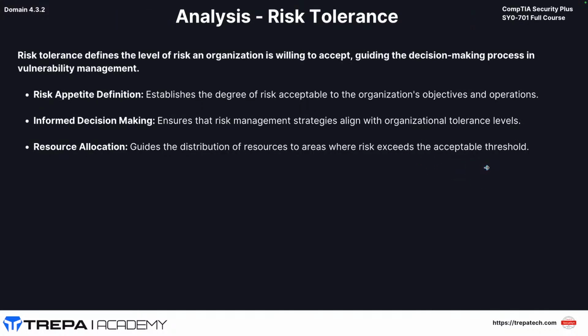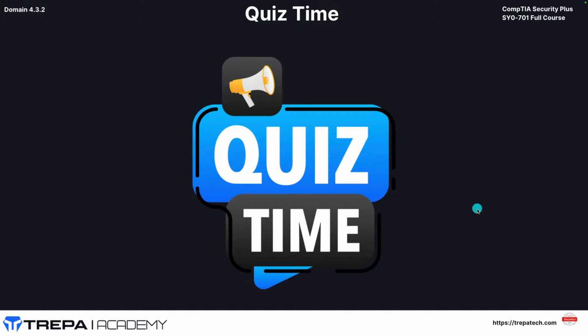Risk tolerance. So risk tolerance defines the level of risk an organization is willing to accept. This is also sometimes referred to as risk appetite, which establishes the degree of risk acceptable to an organization's objectives and operations. So your risk appetite or tolerance really does affect how much importance cybersecurity has in your organization, how many resources are allocated to it, i.e. money, right? All right, let's go ahead and do our quiz.